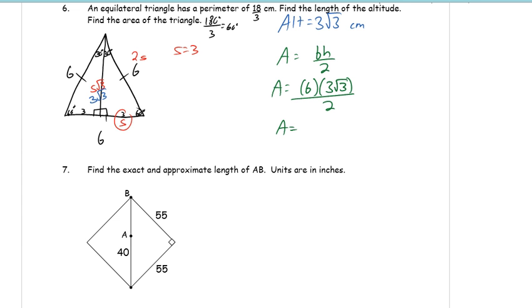Area equals 6 times 3. That's an outie times an outie, is 18 radical 3 over 2. So our area is 9 radical 3 centimeters squared.